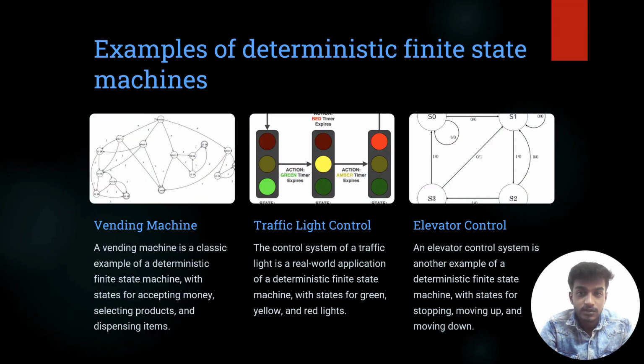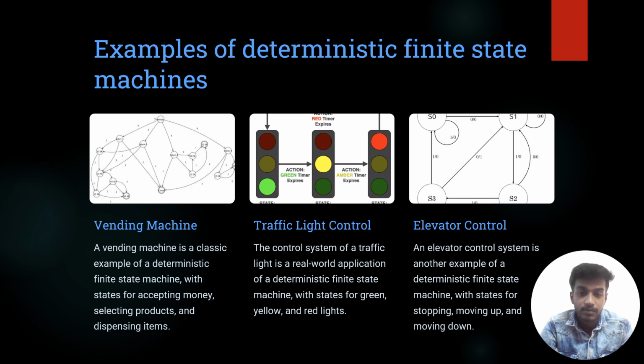Next, we will discuss examples of deterministic finite state machines, like a vending machine, traffic light control and elevator control. A vending machine is a classic example of a deterministic finite state machine, with the states of accepting money, selecting products and dispensing items.